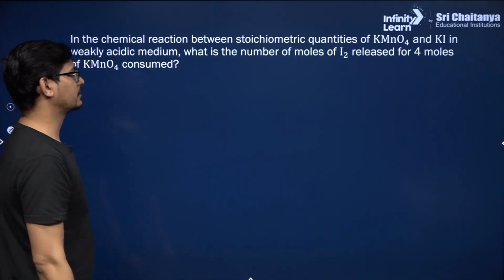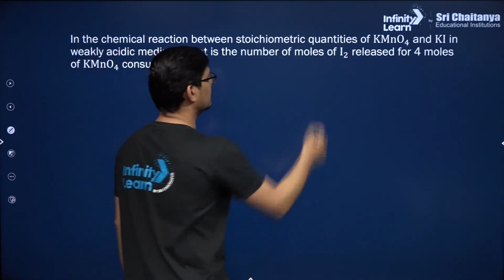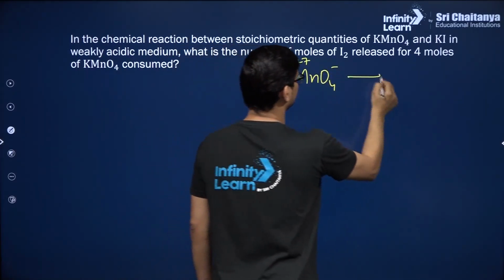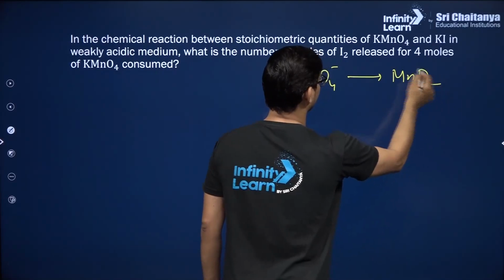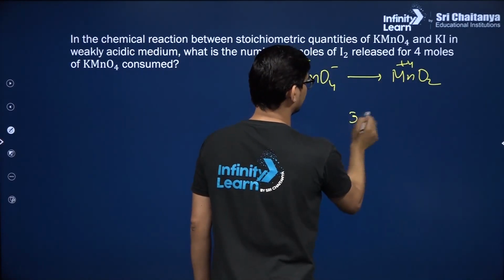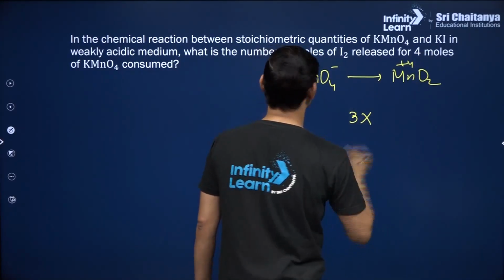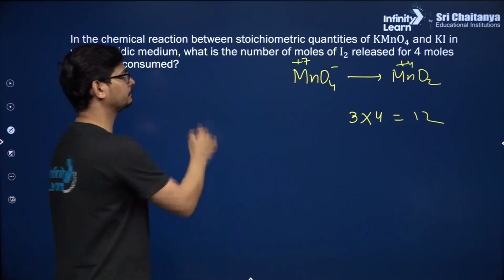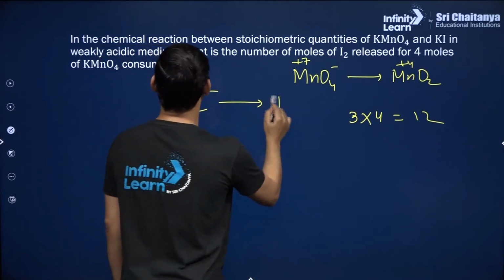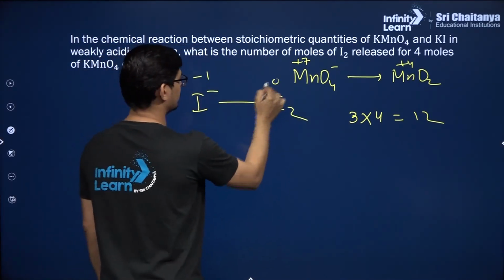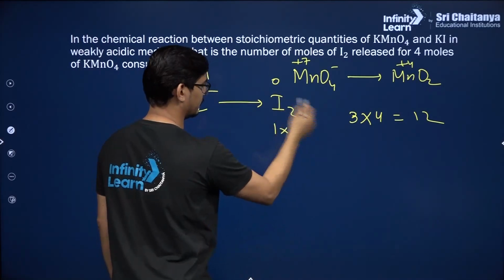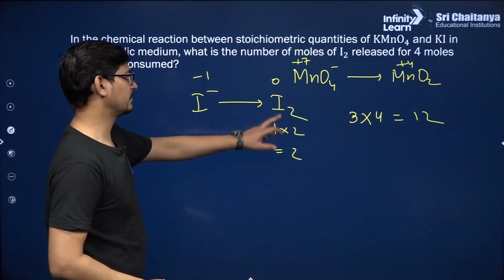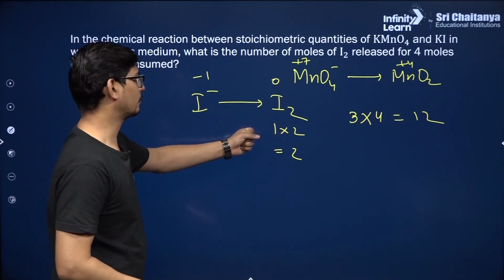In a chemical reaction between stoichiometric quantities of KMnO4 and KI, MnO4 has a plus 7 state, it goes to MnO2, which is plus 4, that is, it takes 3 electrons, and if we are reacting 4 moles of KMnO4, it will consume 12 moles of electrons. Now iodide going to I2 is minus 1 to 0, 1 electron, and because there are 2 iodine atoms in the iodine molecule, 2 electrons. So basically, if 1 mole of iodine is produced, 2 moles of electrons would be produced along with that.